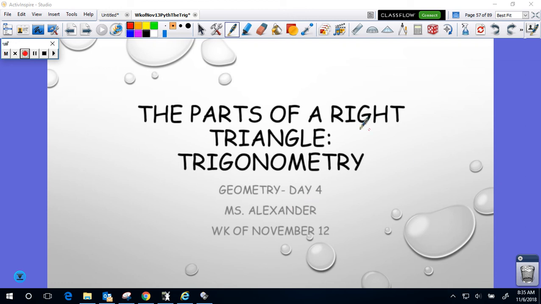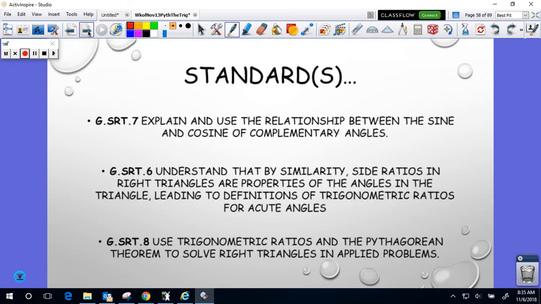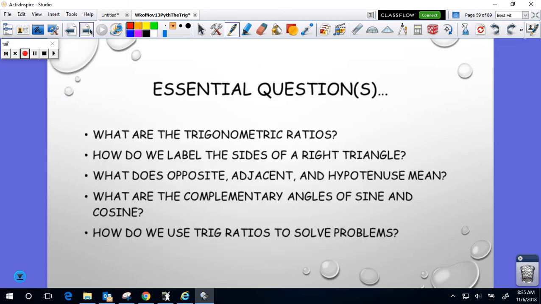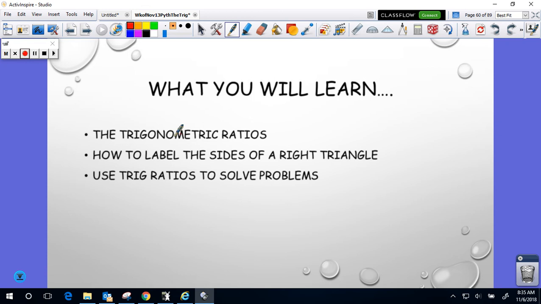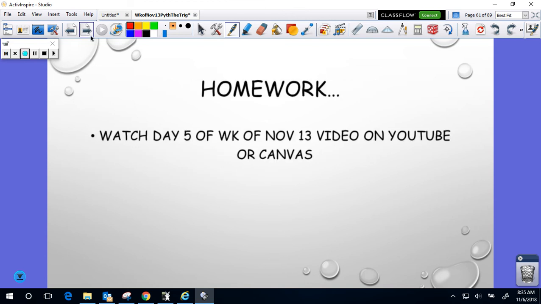This is day 4 of trigonometric ratios and using trig to solve problems. The standards we're going to cover today are the relationship between the complementary angles of sine and cosine, and the trig ratios, and we're going to use these trig ratios to help us solve problems. All right, so let's get this thing going. What you're going to learn today is your trig ratios, how to label the sides of the right triangle, and how to use these ratios to solve problems.